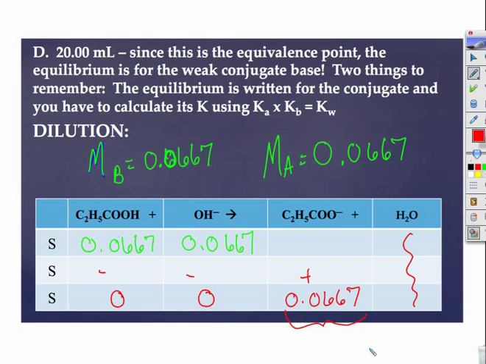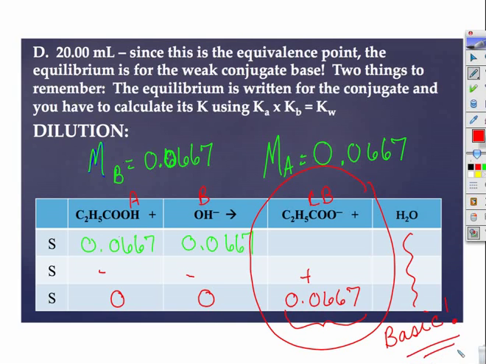If you're working on a problem in the classroom and all you're doing is plugging your numbers into whatever your neighbor's doing, you're not going to get it. You have to think about what we have. So remember, this was our acid, this was our base, this is our conjugate base. The only thing we have in the solution is a conjugate base. That's why the equivalence point is basic.